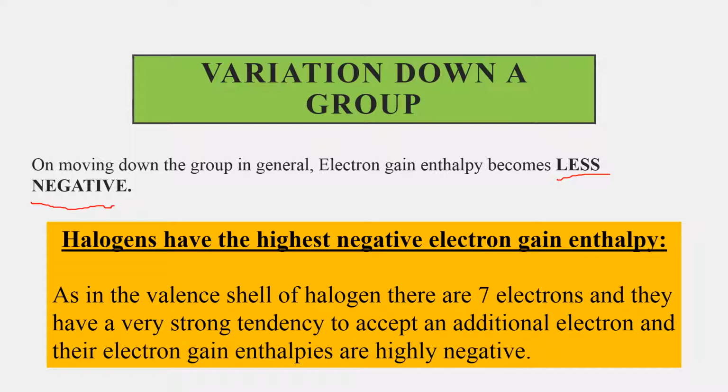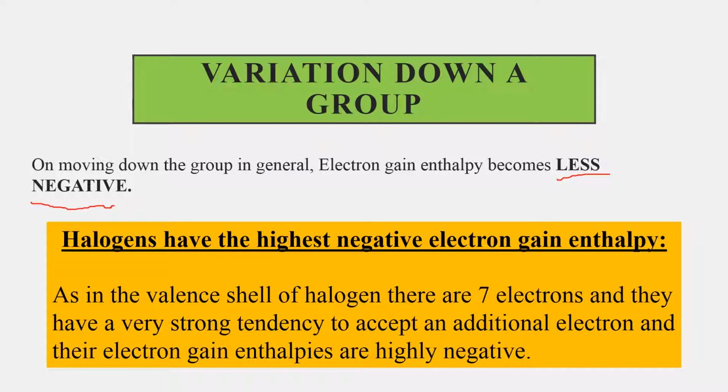group 18. So what happens, in their valency shell they have only 7 electrons, and they require only 1 electron to complete their octet. So they have a strong tendency to accept that additional electron, and due to that strong tendency, it means they have a good holding capacity for the electron, and as they have a good holding capacity, the electron gain enthalpies will be very high.